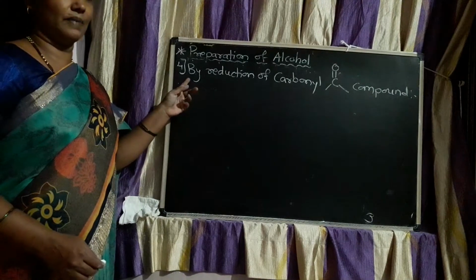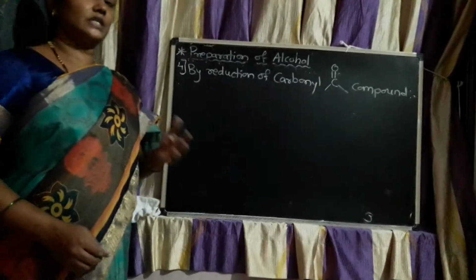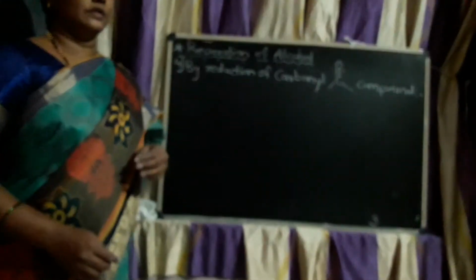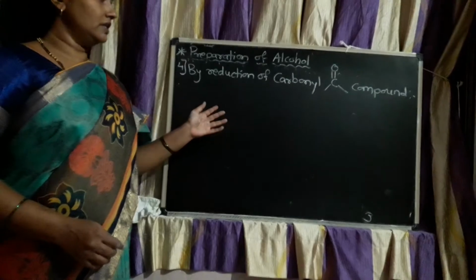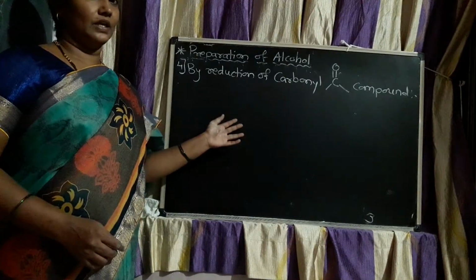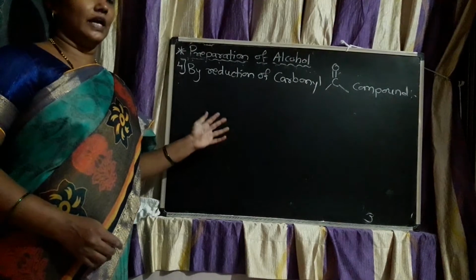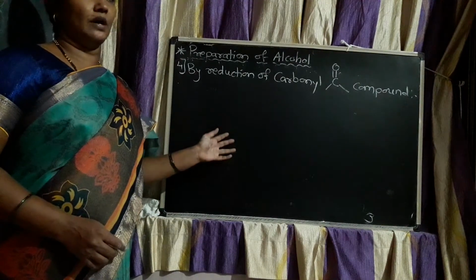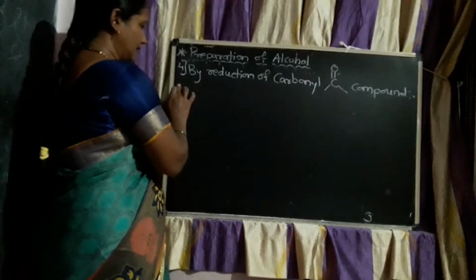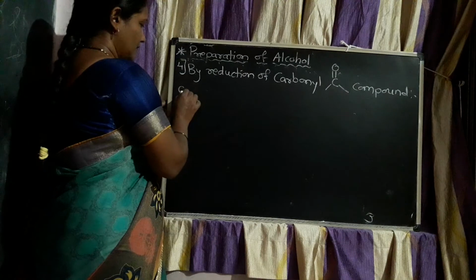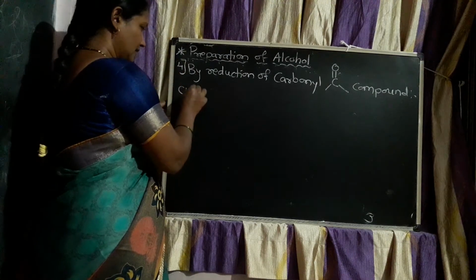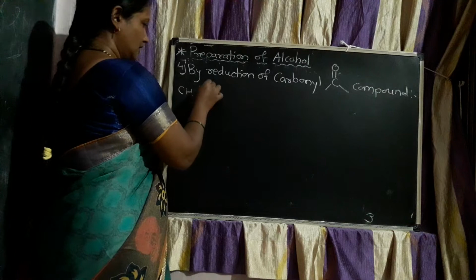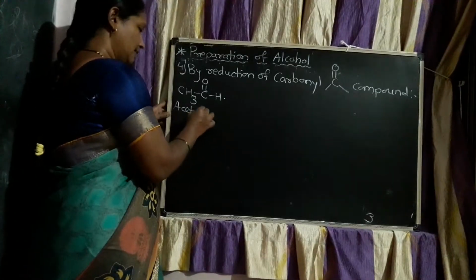This is the fourth method, by reduction of the carbonyl compound. Now, this carbonyl compound, first one aldehyde, which on reduction with hydrogen in the presence of nickel or in the presence of LiAlH4 forms the primary alcohol. Now first one, aldehyde. We can take the example here, CH3 C double bond O H. This is the aldehyde. Name is acetaldehyde.